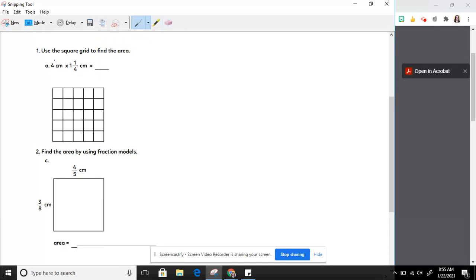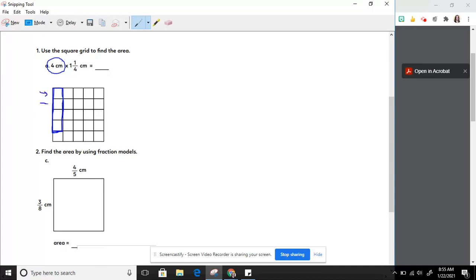To start off, you're going to look at your first number, which is 4 centimeters. And we are going to start by finding 4. Now this square grid is broken up into 25 pieces. So we're just looking at 4 for our first. So I'm going to start by finding my 4. 1, 2, 3, 4. And I'm just going to box it. And you can shade it if you want. I'm not going to shade it. Just going to maybe make it a little bit thicker line so you can see that. All right. So there's my 4.